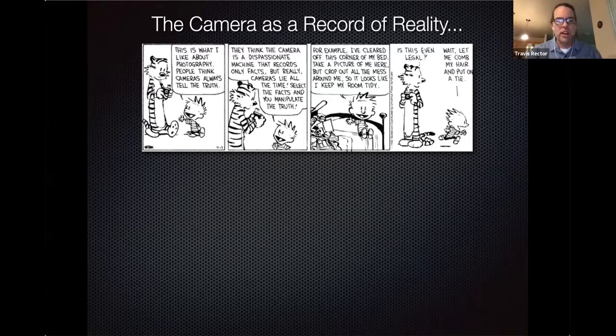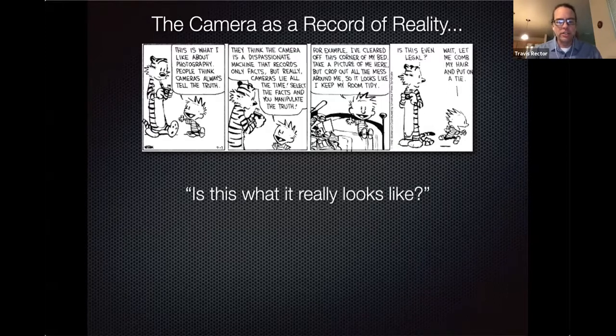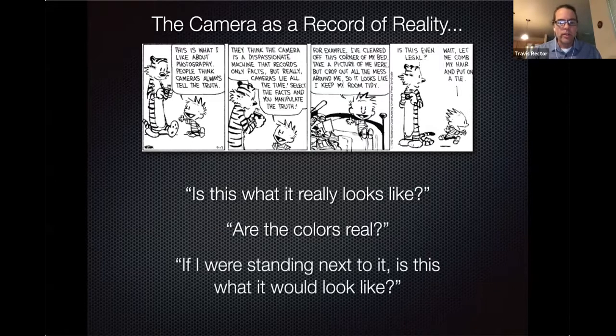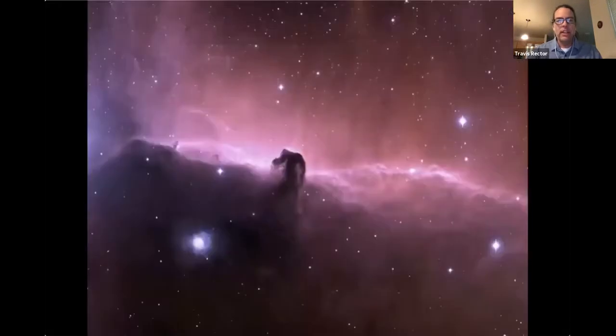And I love this Calvin and Hobbes cartoon because it actually was written before Photoshop existed. So the questions I most commonly get are, is this what it really looks like? Or are the colors real? Or if I were standing right next to this, is this what it would look like? And in all 3 cases, what people are wanting to know is basically, is the image real? And in particular, is the image real as defined by human vision? And the answer is actually pretty much always no. And I'm going to demonstrate why that is.